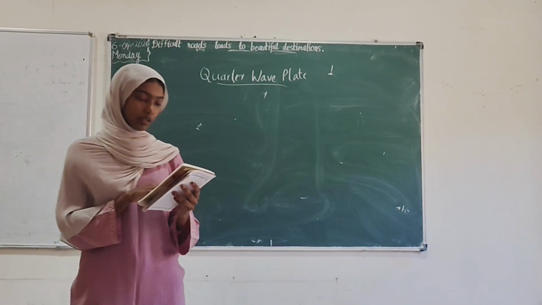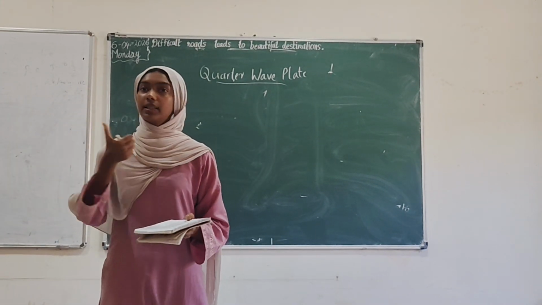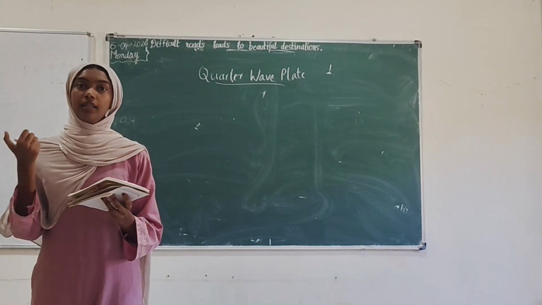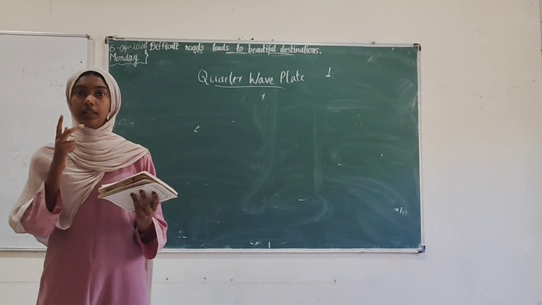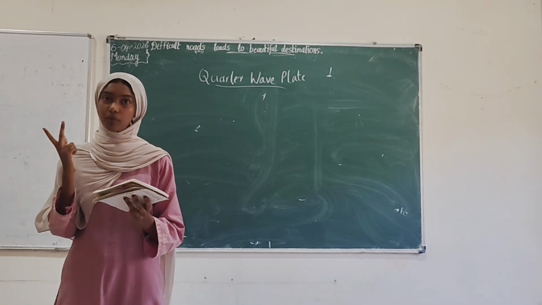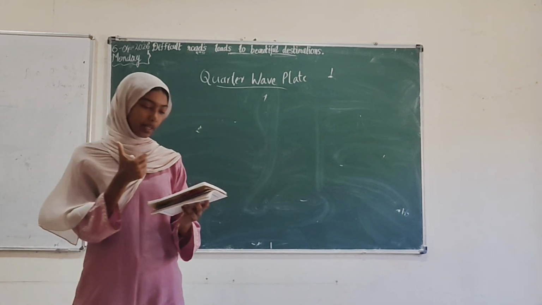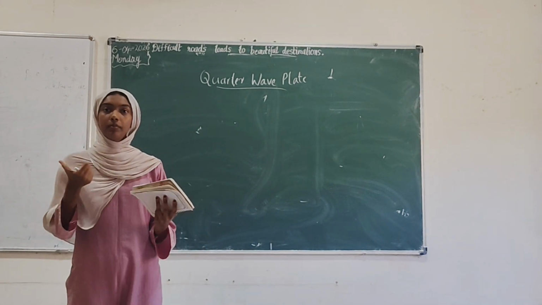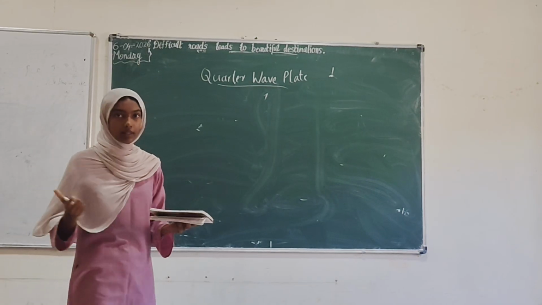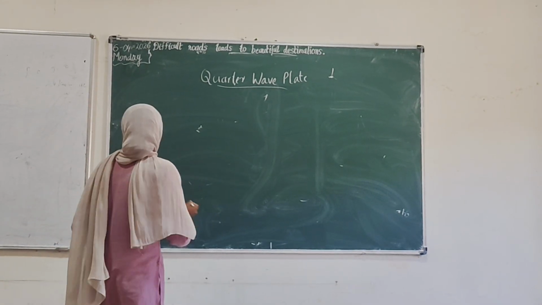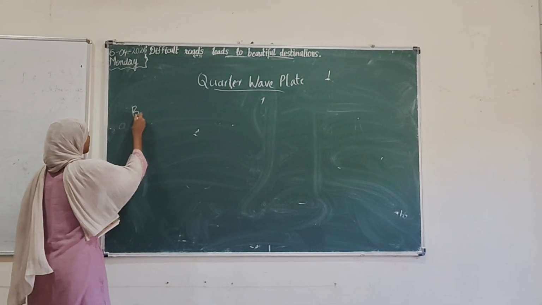So from this definition I will be explaining what is a birefringent crystal and what are the components of it. Because there are two perpendicular components of light. So I will be explaining now what is the birefringence concept and the axis of the light. So, birefringence.